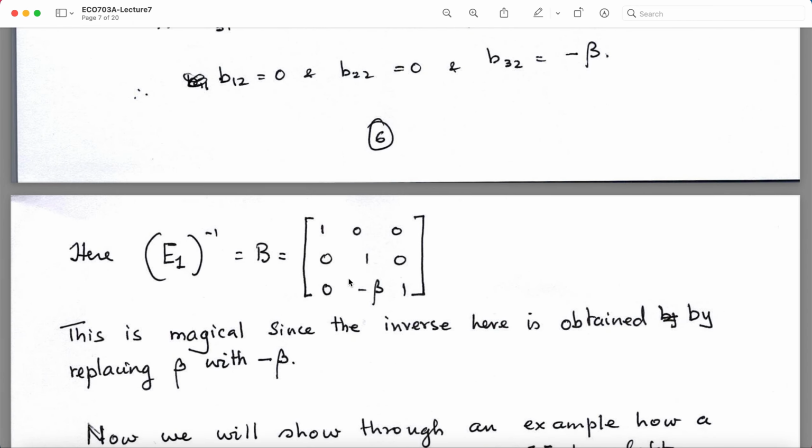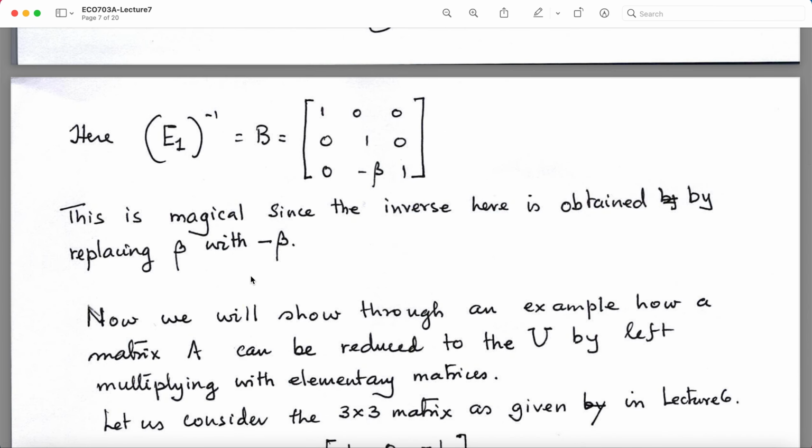And that is how you do the rest of the calculation, and this is your inverse. This is magical actually, that's it. Just change beta with minus beta, you get the whole thing.